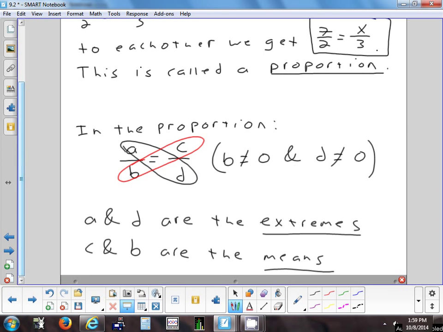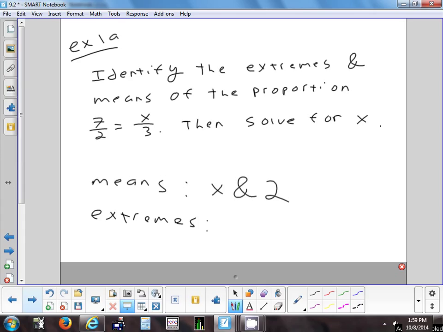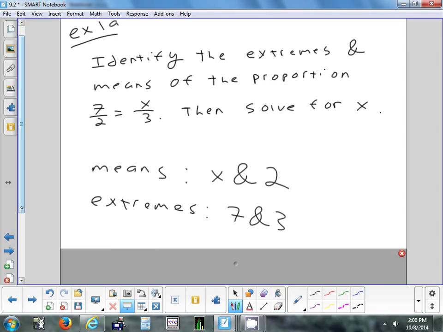Now the extremes go from the upper left to the lower right. 7 and 3, upper left to lower right. Just one of those things you have to remember. Just try to memorize it. Any question on that?